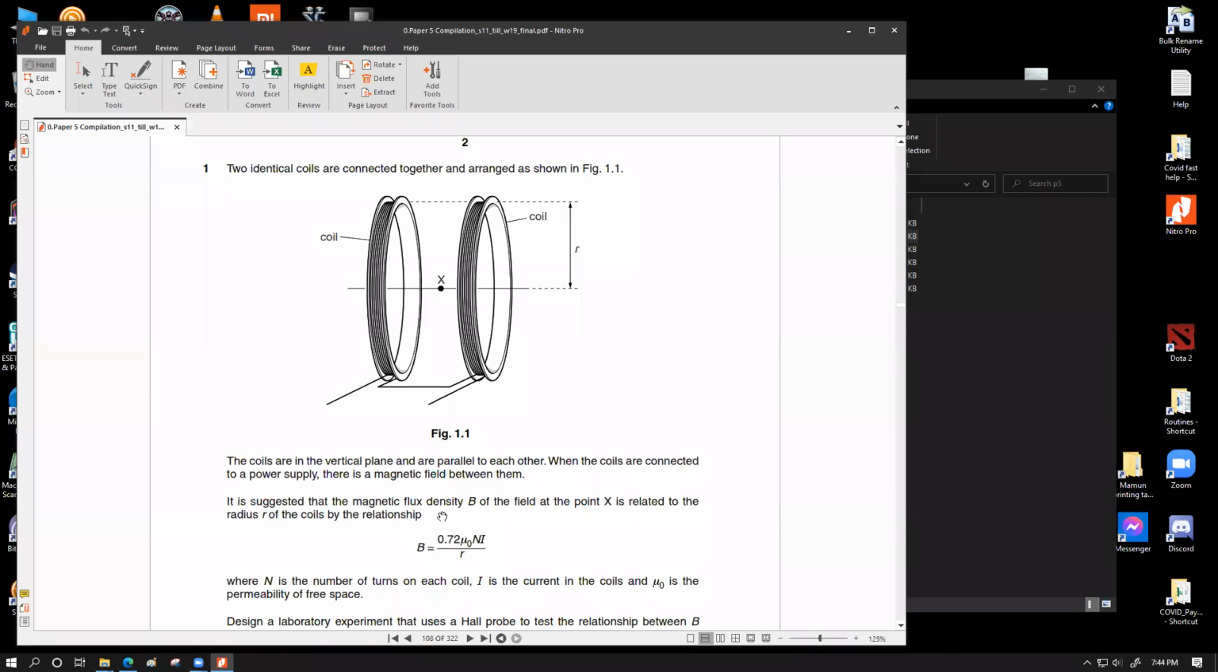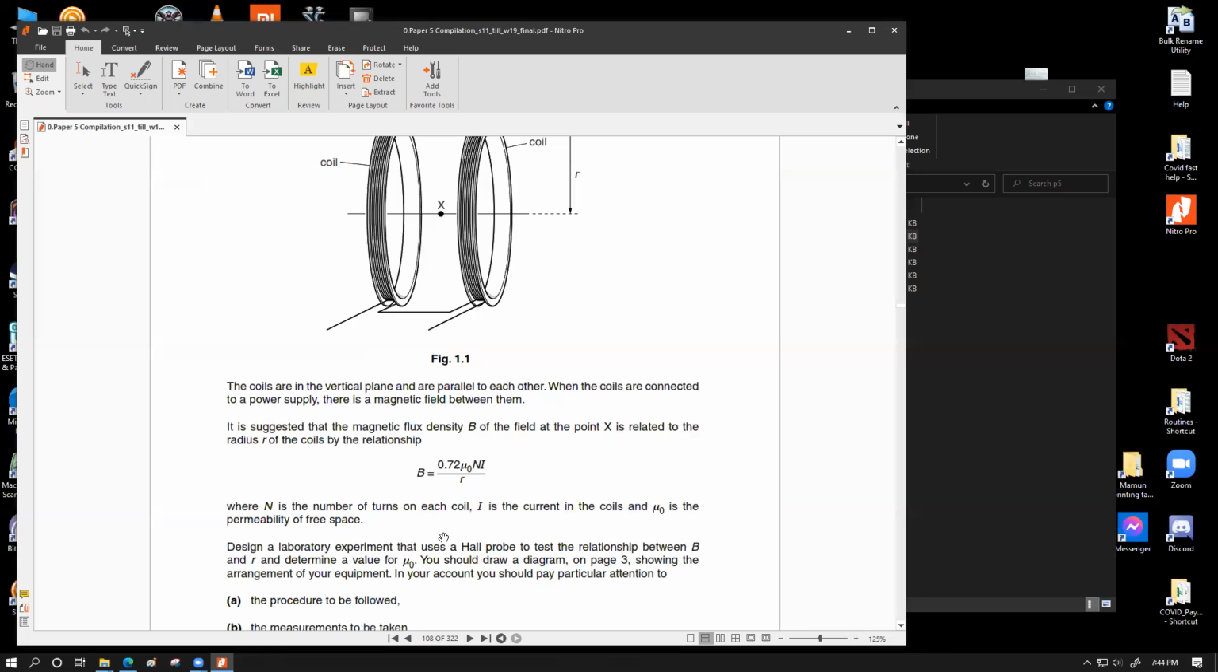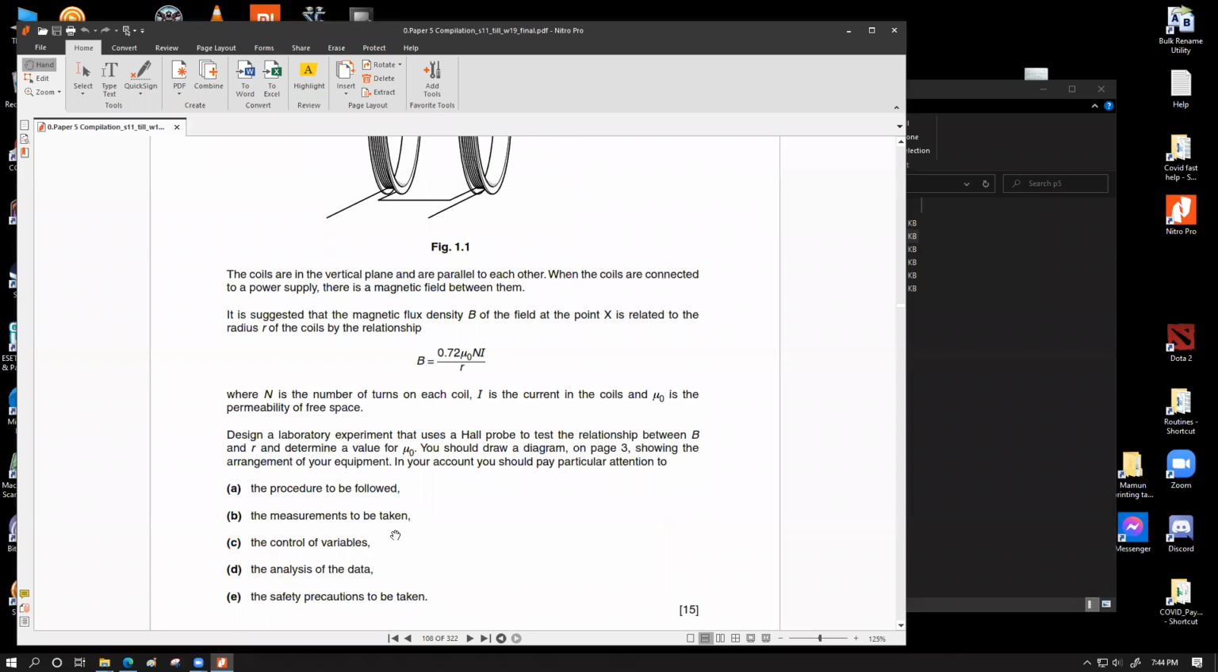It is suggested that the magnetic flux density B of the field at point X is related to the radius R of the coils by the relationship B equals 0.72 mu naught NIR, where N is the number of turns on each coil, I is the current in the coils, and mu naught is the permeability of free space. Design a laboratory experiment that uses a Hall probe to test the relationship between B and R and determine a value for mu naught. You should draw a diagram on page 3 showing the arrangement of your equipment. In your account, you should pay particular attention to blah, blah, blah.